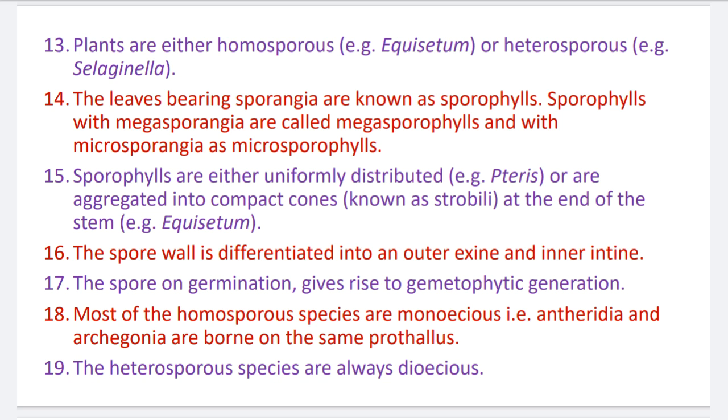Number 19. The heterosporous species are always dioecious. When a heterosporous pteridophyte has microspores and megaspores, the microspore germinates and produces the male prothallus, which bears the antheridium. When the megaspore germinates, it produces the female prothallus, and the female prothallus produces the archegonium. Such sexual differentiation is called dioecious.